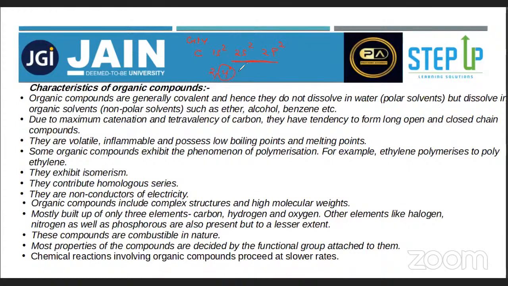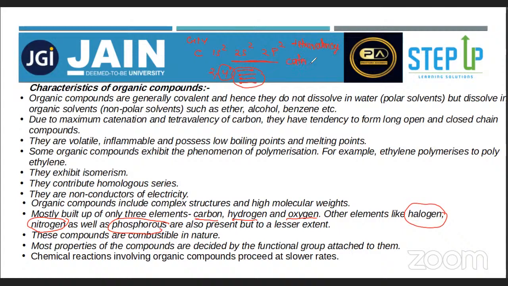To complete its octet, it has only one option: it will share electrons. If it shares 4 electrons, it can complete its octet. Organic compounds are basically compounds of carbon, hydrogen and oxygen. But halogens and nitrogen are also present, and in some cases even phosphorus. The majority is carbon, hydrogen and oxygen. Carbon has two properties: tetravalency, which is having 4 valency, and catenation.